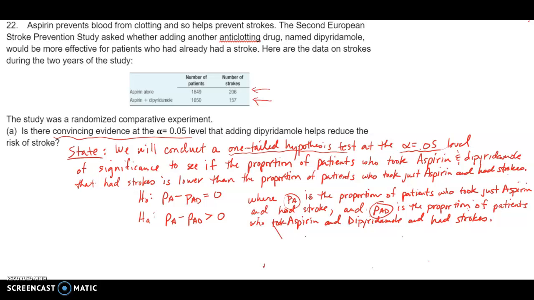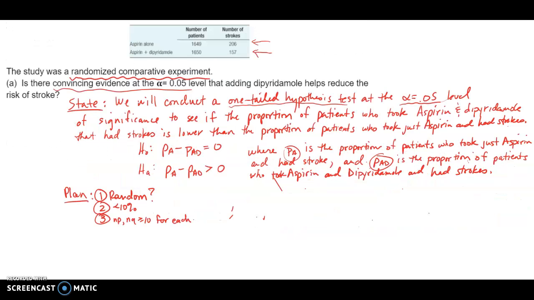This one's a little bit different, and it's a little bit different because of this. It's a randomized comparative experiment. So first of all, let's check out what normally are our three conditions for a proportions test or difference in proportions test. So they look like this. So here we've got our three conditions: random, less than 10%, NP/NQ greater than or equal to 10 for each proportion here. So a little bit different here.